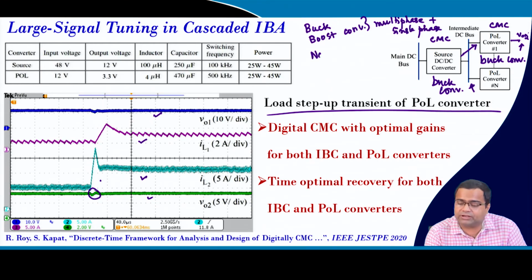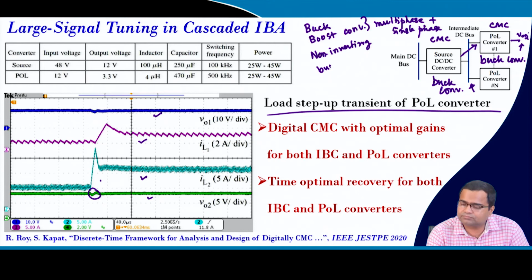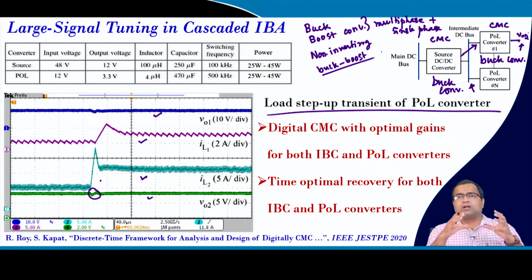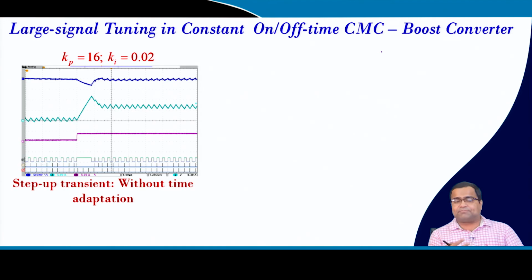Then we have considered non-inverting buck boost, where in this APEC 2021 we have published that in non-inverting buck boost we can change mode from buck to boost, boost to buck or buck boost by optimal tuning. You can apply this by simply changing the gain in current mode control; we need to update the proportional gain, that is it.